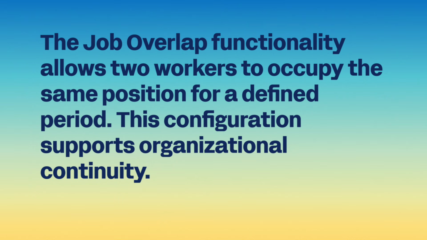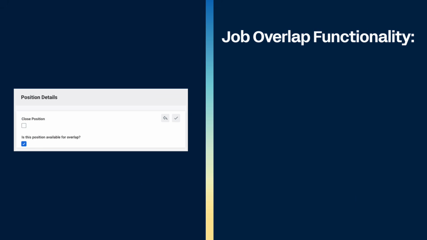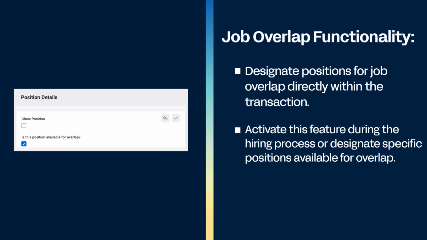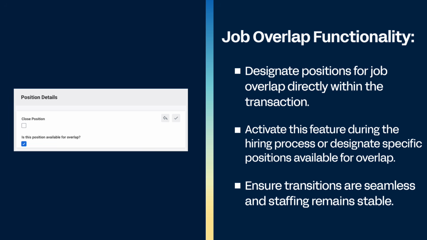The job overlap functionality allows two workers to occupy the same position for a defined period. This configuration supports organizational continuity, whether you're training a replacement for a departing worker or backfilling a position during a leave of absence. When you initiate a termination, you can designate the position for job overlap directly within the transaction. Beyond terminations, you can activate this feature during the hiring process or proactively make specific positions eligible for overlap. This flexibility ensures transitions are seamless and your staffing remains stable.